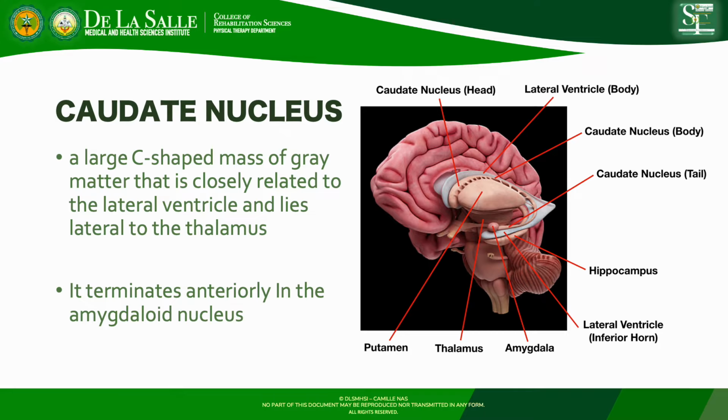So first of the basal nuclei is the caudate nucleus. This is a large C-shaped mass of gray matter that is closely related to the lateral ventricle and lies lateral to the thalamus. So the bulge part there of the basal nuclei is actually the caudate nucleus. And in Huntington's disease, we'll talk about that in our laboratory session, this is actually lost. So the C-shaped structure there is the caudate nucleus.